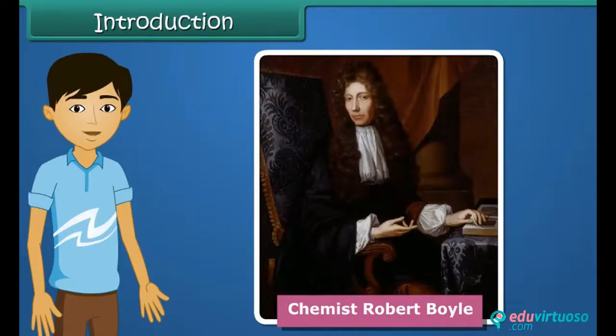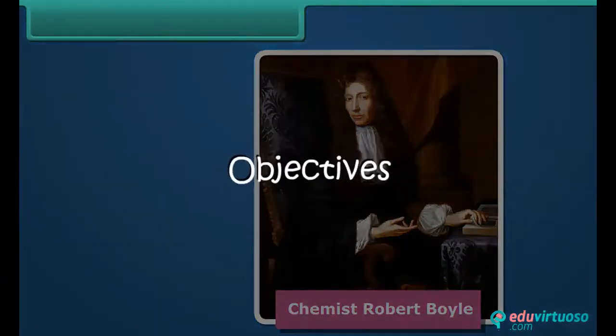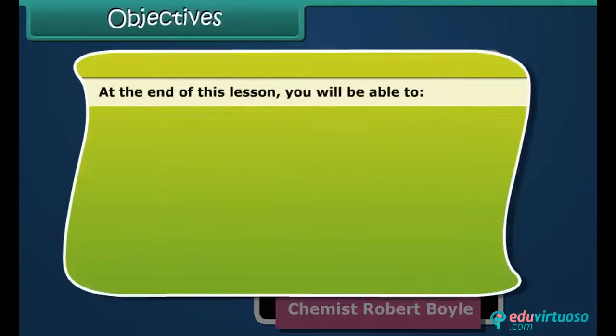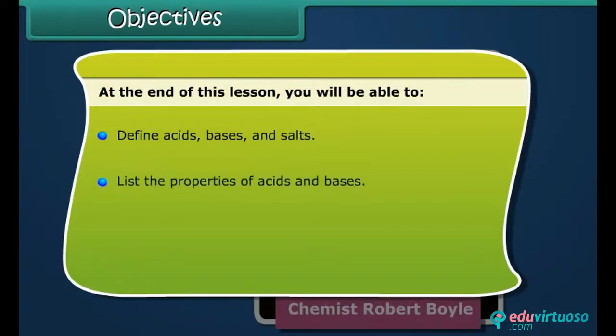In this lesson, you will study about the properties of acids, bases and salts. Objectives. At the end of this lesson, you will be able to define acids, bases and salts. List the properties of acids and bases.